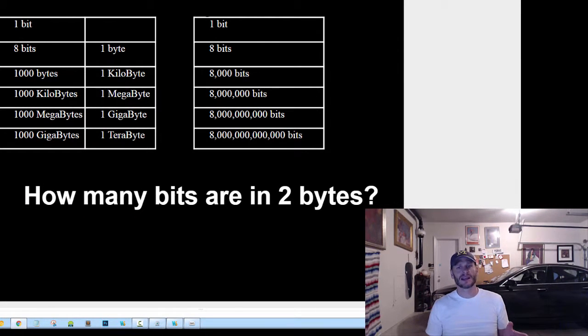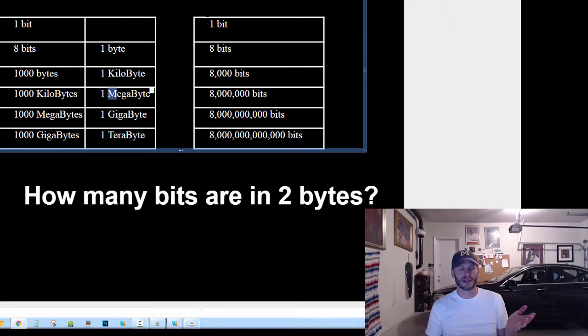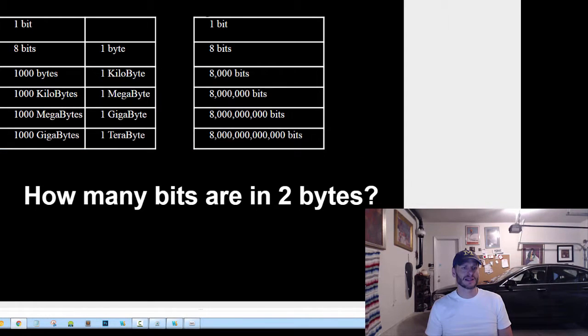So 1 kilobyte is 8,000 bits. 1 megabyte is 8 million bits. And you can remember a megabyte is a million because M is million and M is mega. So 1 megabyte is a million bytes. That's easy. And a gigabyte's a billion. And a terabyte is a trillion. T, tera, T, trillion. There you go. So that's pretty amazing. And you can always go back to how many actual zeros and ones are in this.